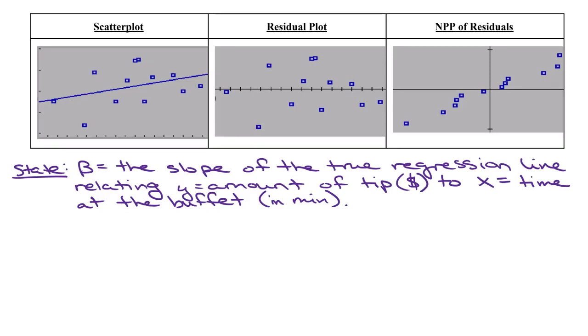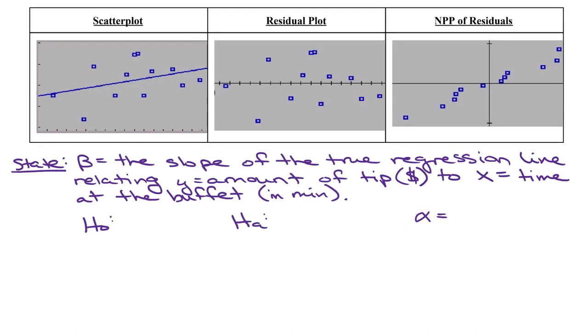First, our state step. So we'll say beta is equal to the true slope of the regression line relating y, the amount of tip in dollars, to x, the time at the buffet, in minutes. That part of the state step is the same as we did for the confidence interval. But now we need to state our hypotheses and our significance level. As always, if they don't give you a significance level, use 0.05.